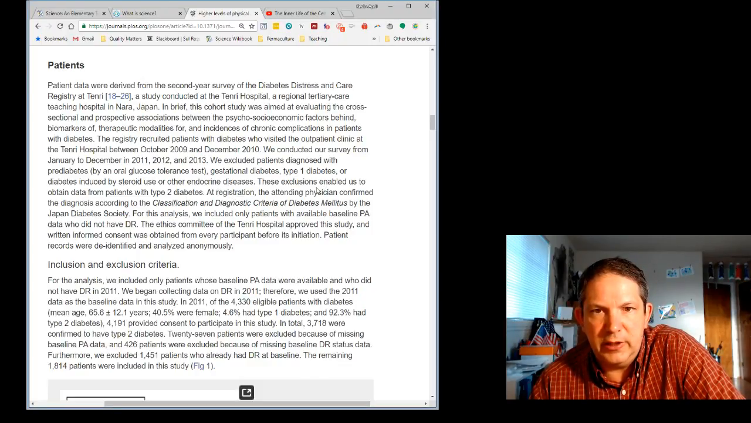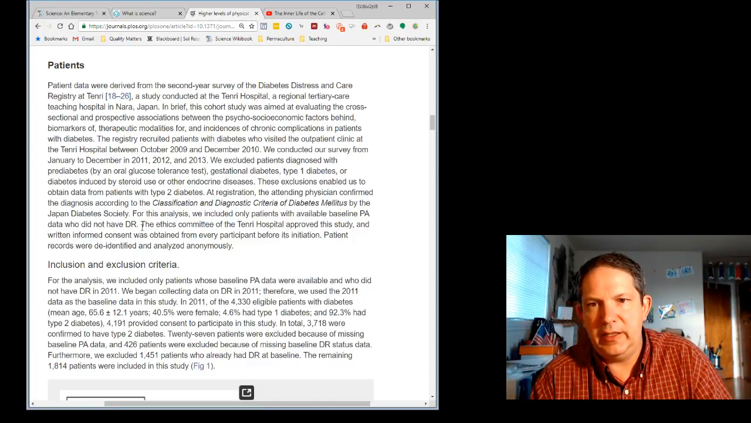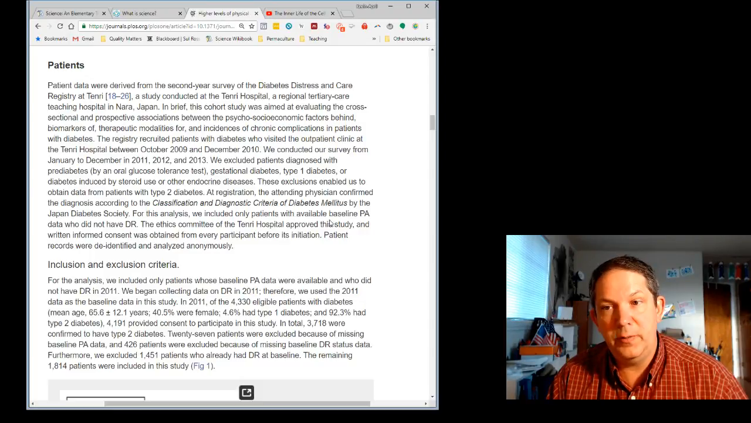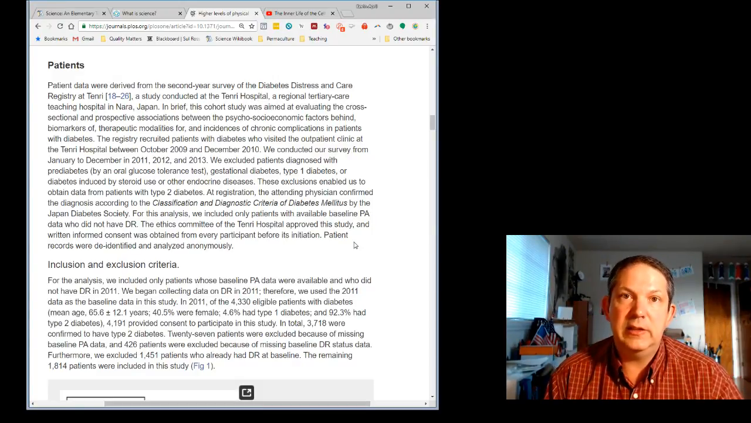These exclusions enabled us to obtain data from patients with type 2 diabetes. At registration, the attending physician confirmed the diagnosis according to diagnostic criteria, and we included only patients with available baseline physical activity data who did not have diabetic retinopathy. So they don't yet have diabetic retinopathy. We have background data on their physical activity. The ethics committee of the Tenry Hospital approved this study, and written informed consent was obtained from every participant before its initiation. So this is a change in science.